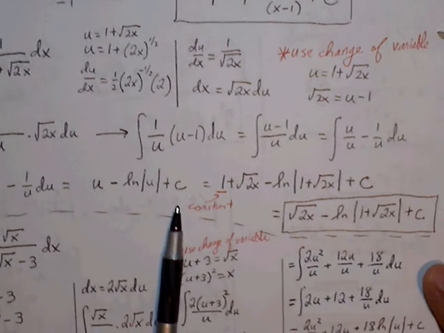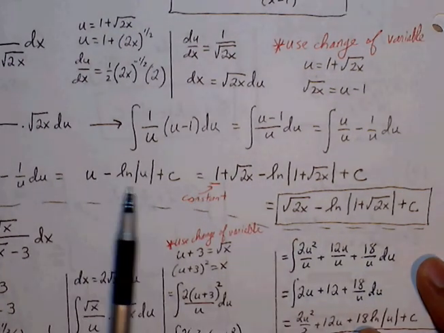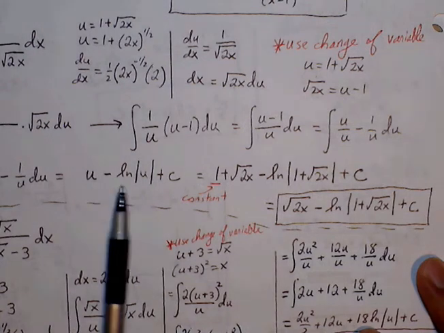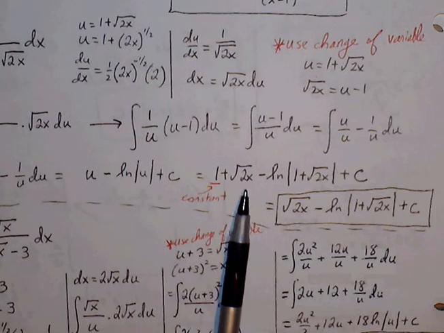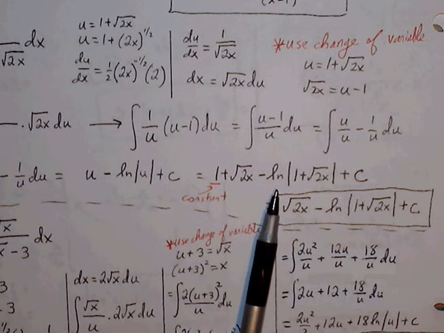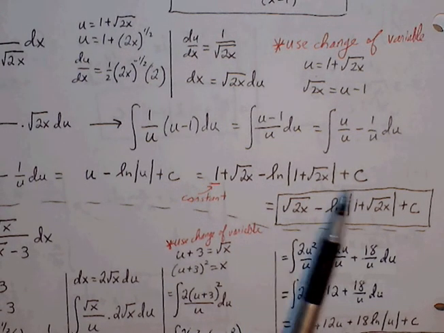And now we found our general solution in terms of u, so we just replace our u value in terms of x. So 1 plus square root of 2x minus natural log of the absolute value of 1 plus square root of 2x plus c.